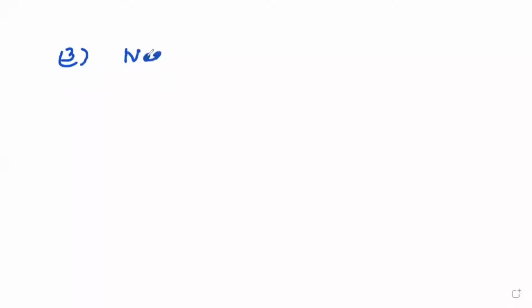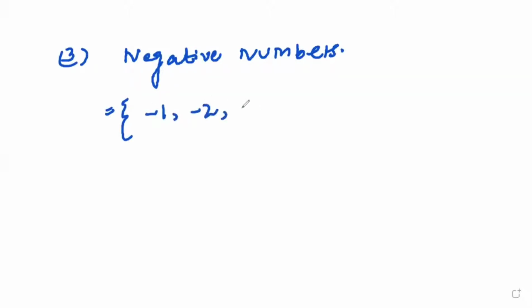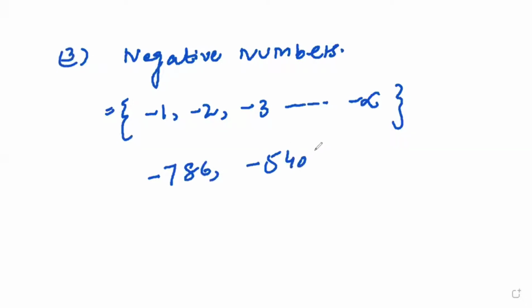So now moving to the third one, negative numbers. As you can see, they are negative numbers. They start at -1, -2, -3, and so on till, you can say, minus infinity. If we take examples, we can write, for example, -786, -5401, -621. So these are all negative numbers. Clear? All right. So moving to the next, now integers.